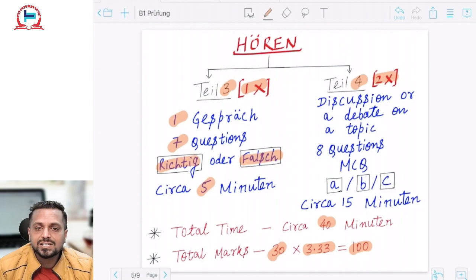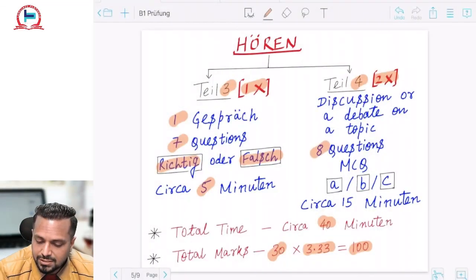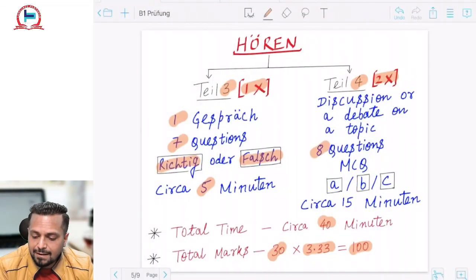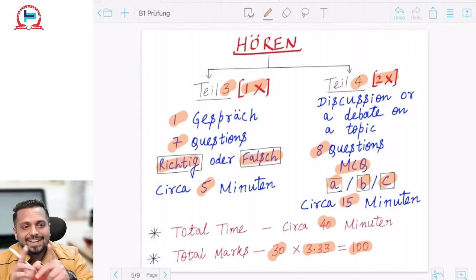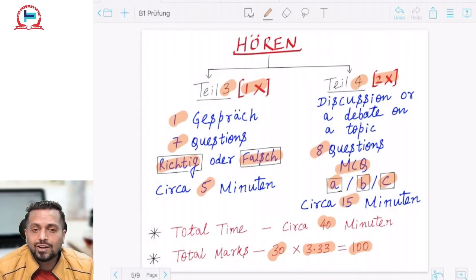And based on the discussion, there are 8 questions, where these are multiple choice questions. You have to select A or a B or a C. And run time is approximately 15 minutes. In Teil 3 and Teil 4, both the Teils, you are going to get in the beginning 60 seconds to go through all the questions and the options.